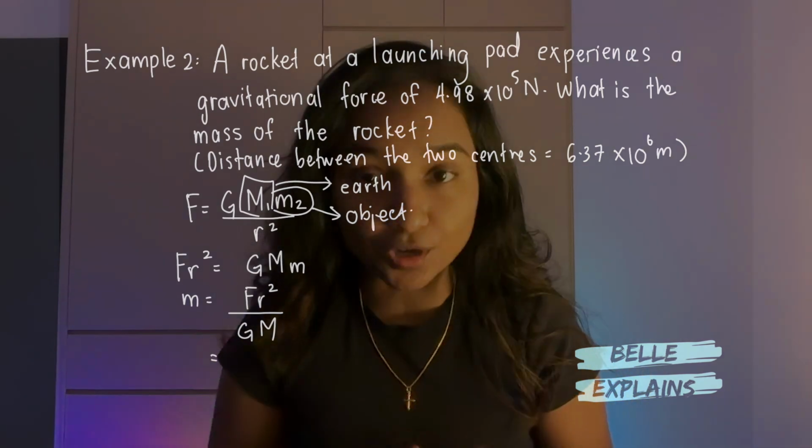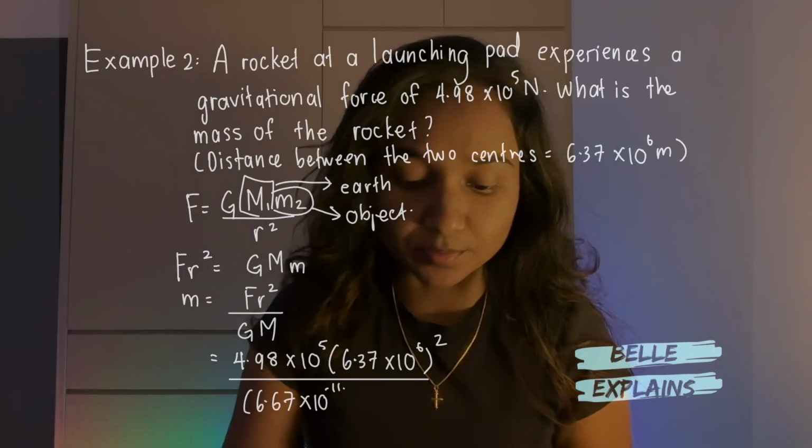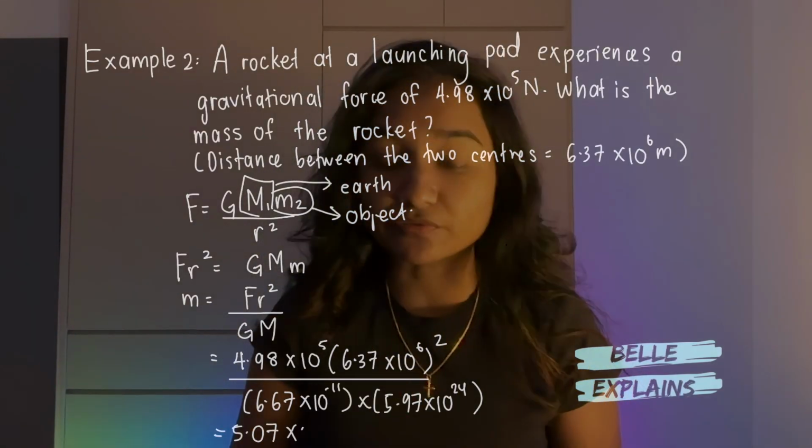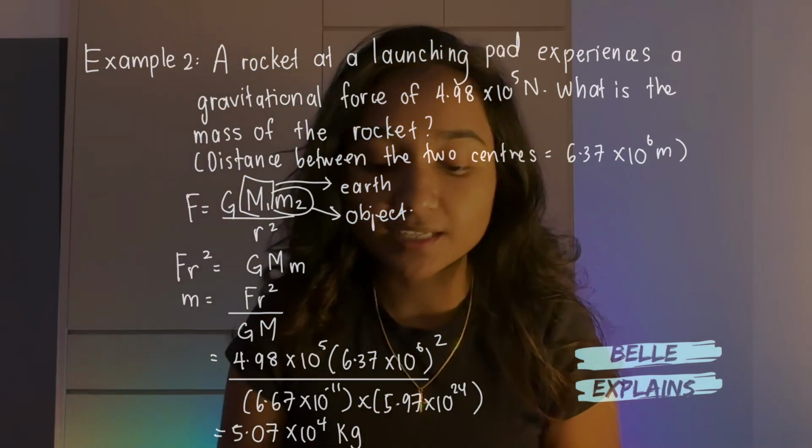We're going to substitute all of our values into our formula once you have derived it, and our answer will be 5.07 times 10 to the power of 4 kg. For mass, our SI unit will be kg, so you have to write your unit. If you give your answer without the unit, your answer is not accepted, it's still considered wrong.